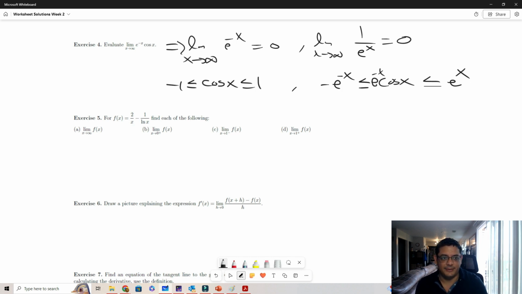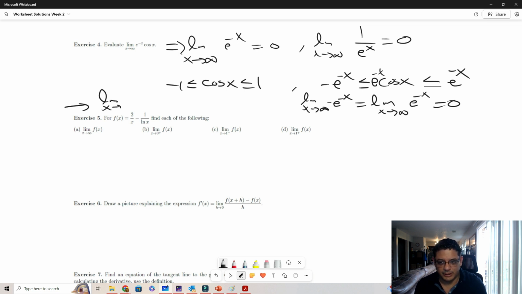And because we have this, then we know that the limit when x goes to infinity of minus e to the minus x is equal to the limit when x goes to infinity of e to the minus x. They're both going to 0. So that implies, by the squeeze theorem, that the limit when x goes to infinity of e to the minus x cosine of x is 0.